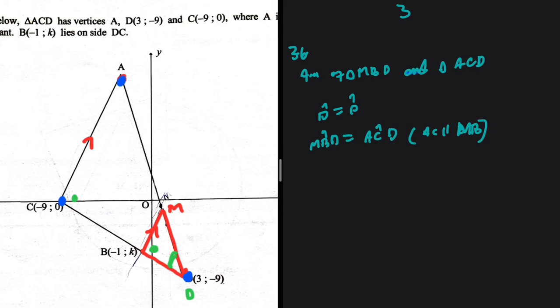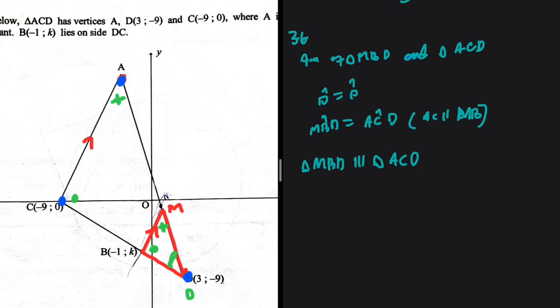So now we know that triangle MBD is similar to triangle ACD, right? But why is it essential for us to prove similarity? We want to prove similarity so that we can use proportions. Proving similarity is the only thing that will allow us to use proportions here as far as this question is concerned. So let me show you what we are going to do.